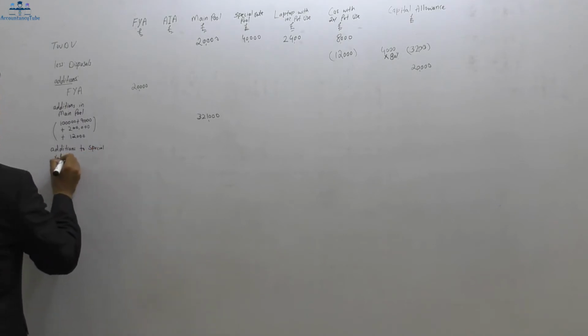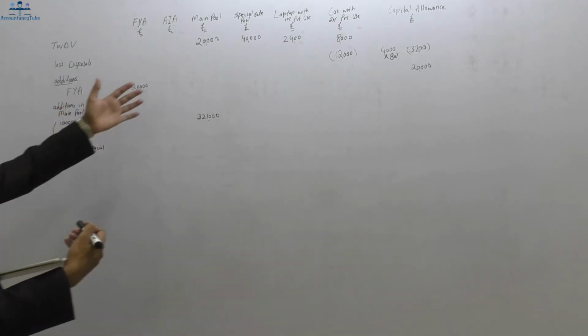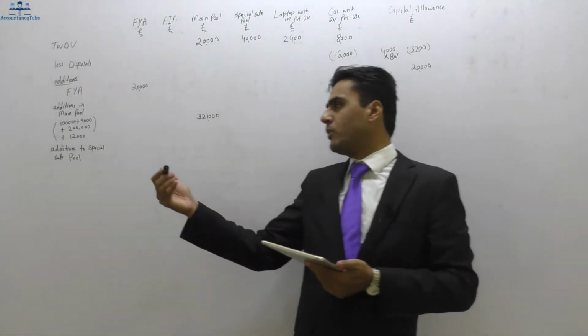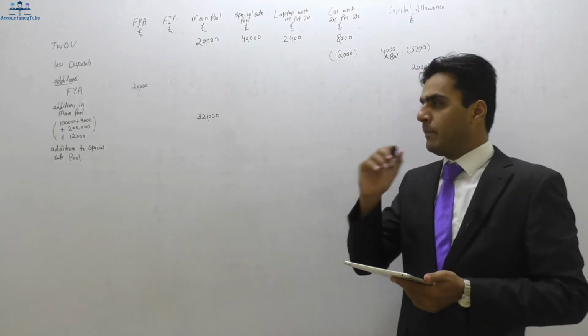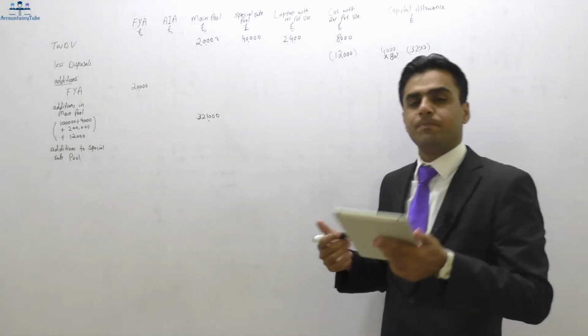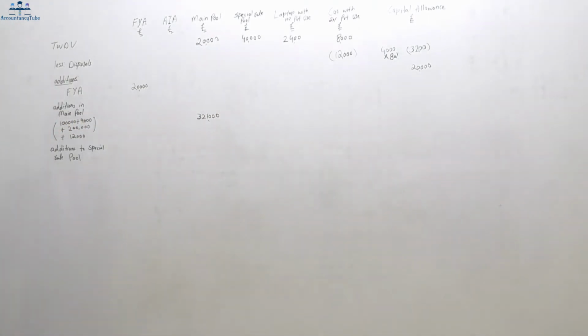Addition to the special rate pool. Before we do the additions to the special rate pool, we also have to consider the annual investment allowance. Remember, annual investment allowance will first be allocated to the special rate pool, then to the main pool, and then to the short life assets. But there is no short life asset in our question, so we do not have to worry about that. So anyway, addition to the special rate pool.